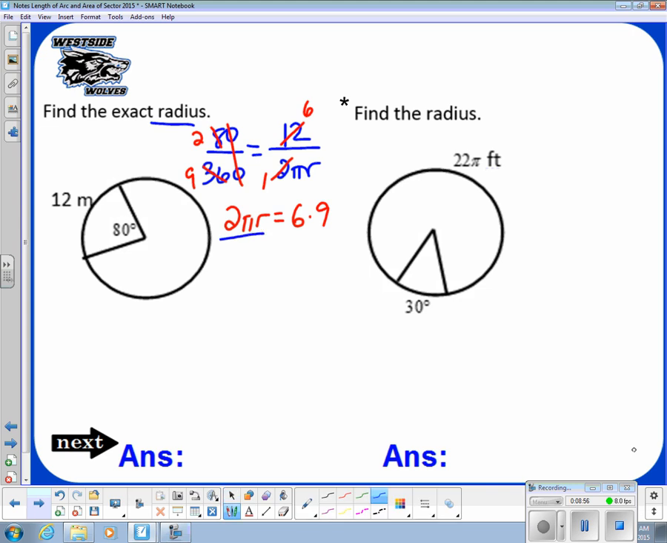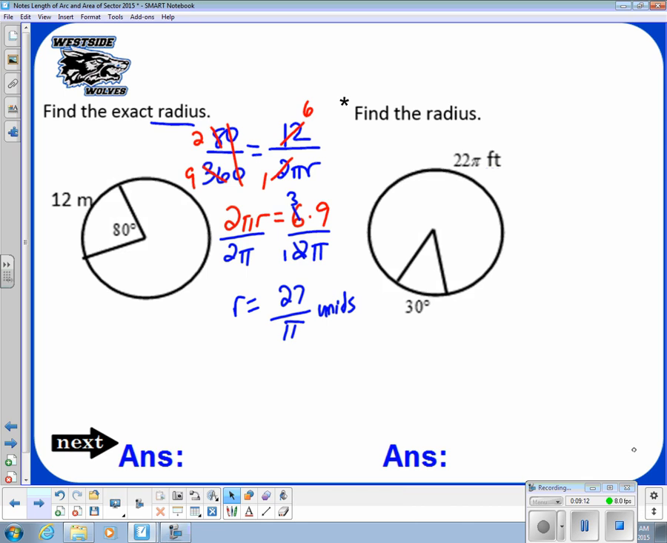Next step, we're going to divide by the 2 pi because we're trying to get radius alone. This 2 and this 6 will cancel to be a 3 left, and I get 27 over pi. And of course, we need some units here. All right, and so that is our answer. Remember, I told you it's important to know where the pi symbol is, whether it's in the numerator or the denominator. Look carefully to see where it is when you're solving the problem.